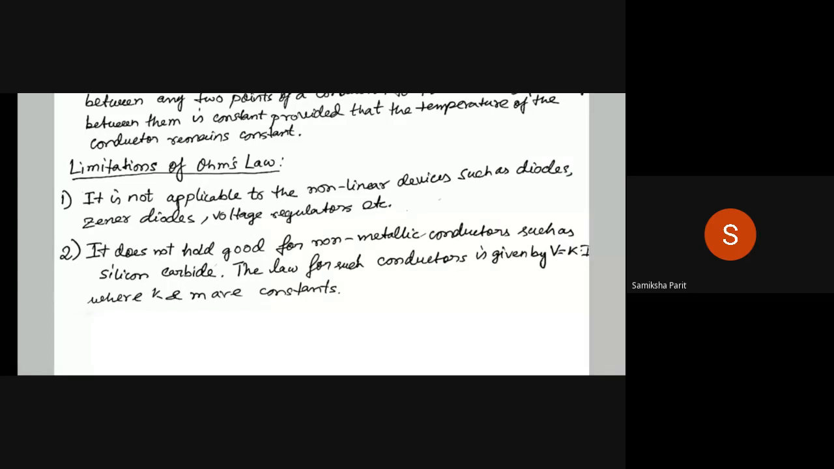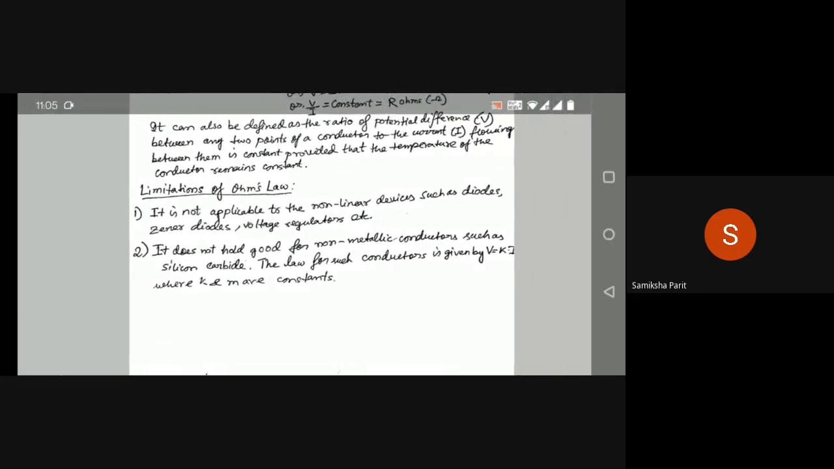And for such kind of non-metallic conductors, the law is given by V equals to K I to the power m. The equation is basically V equals K into I to the power m, where K and m are constants. So for such materials, the voltage law becomes different. So this is about Ohm's law and the limitations of Ohm's law.